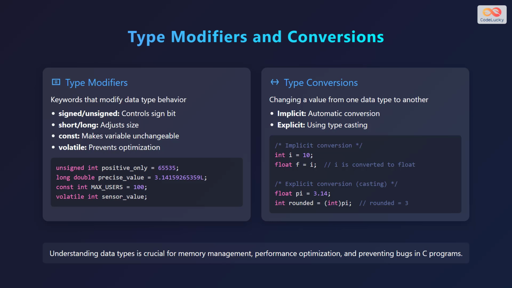Here are some examples. For implicit conversion, int i = 10; float f = i; where i is automatically converted to a float. For explicit conversion or casting, float pi = 3.14; int rounded = (int)pi; which truncates pi to 3. Understanding data types is crucial for memory management, performance optimization, and preventing bugs in C programs.